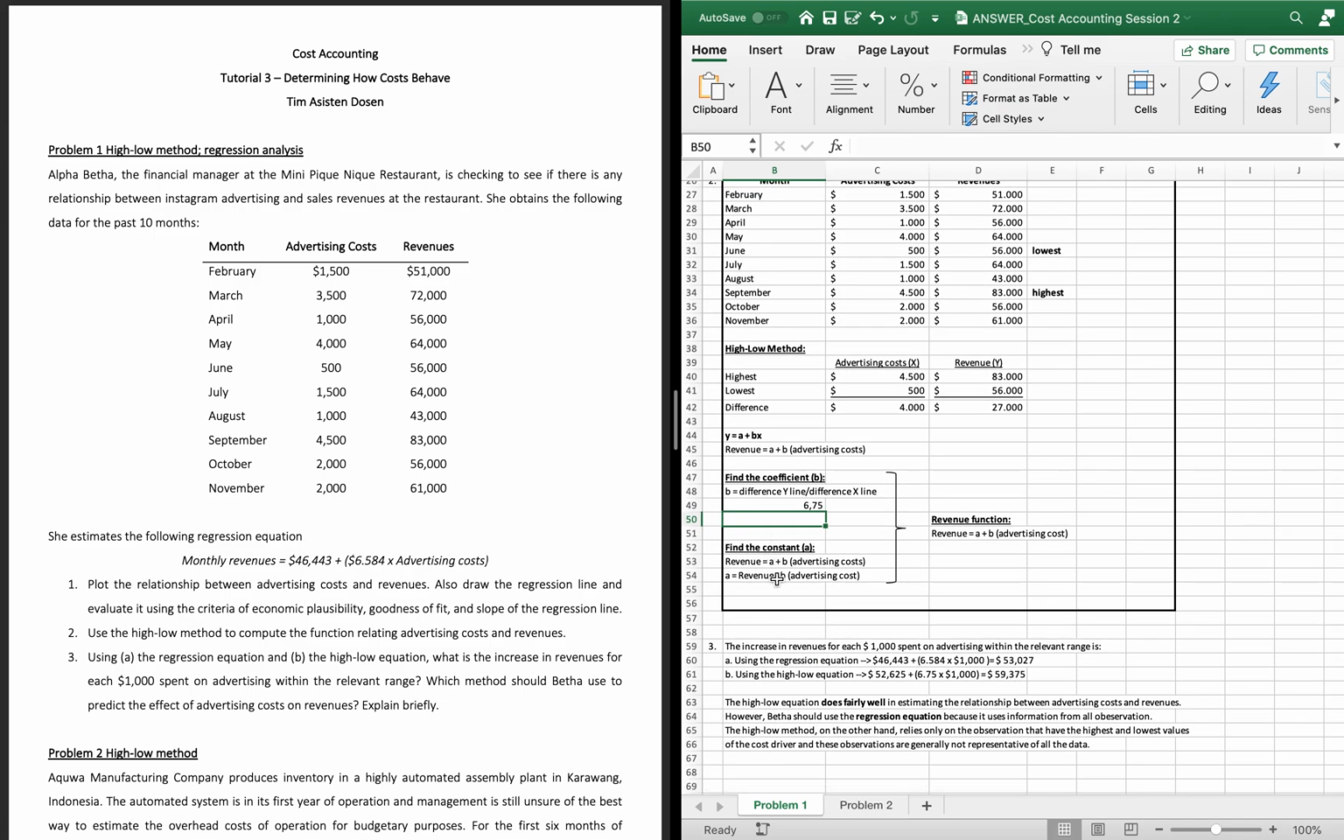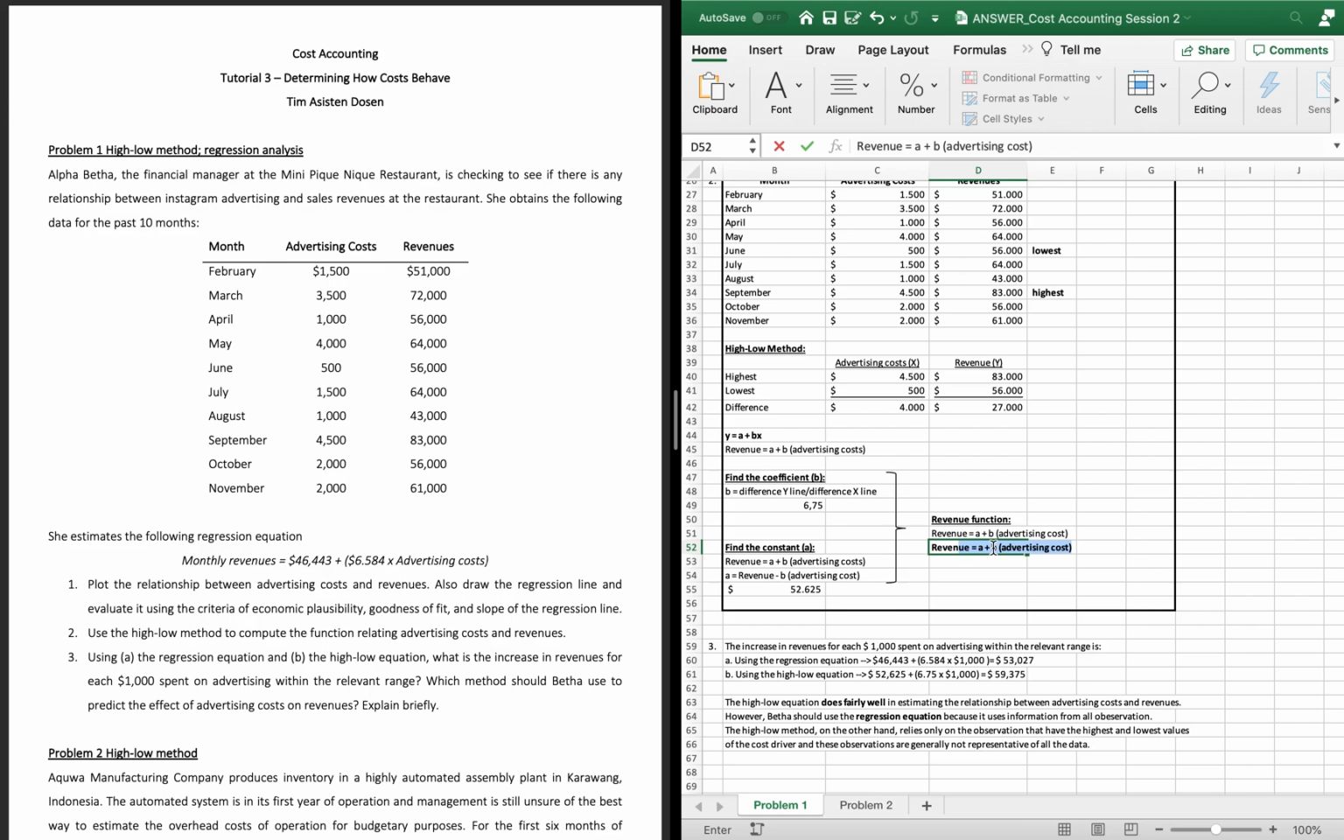We're gonna move on to find the a. So a is equal to the revenue minus b times the advertising cost. You can use either the highest or the lowest data. Here I will use the highest one. So revenue of 83,000 minus b times the advertising cost, which is 4,500. So the a is 52,625. After we get the a and b, we will put them in the revenue function.